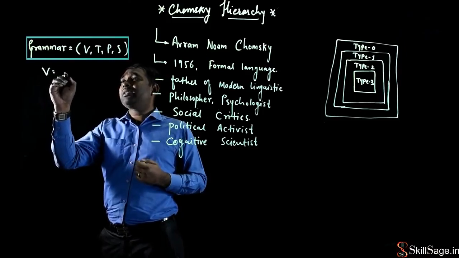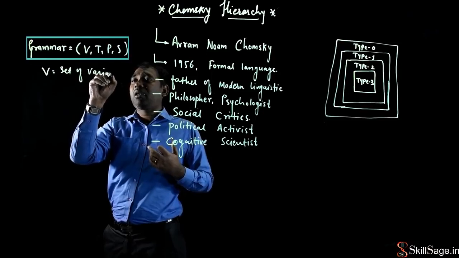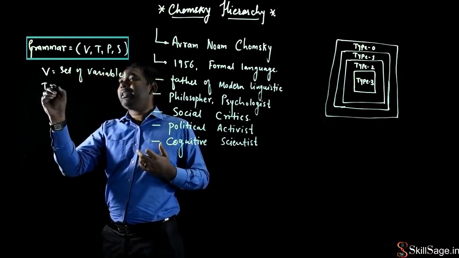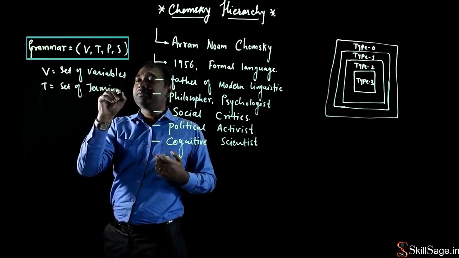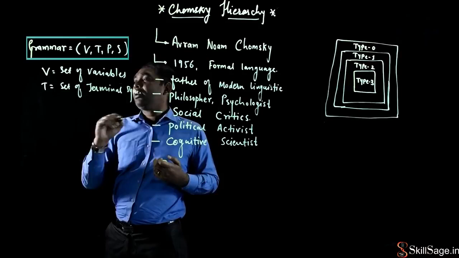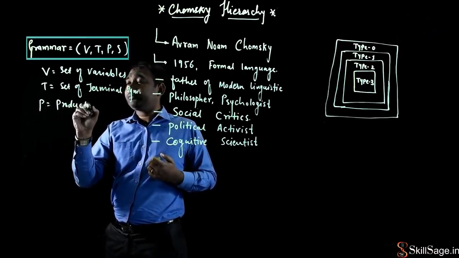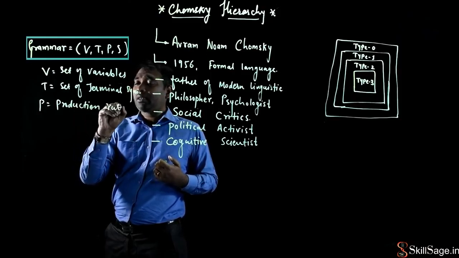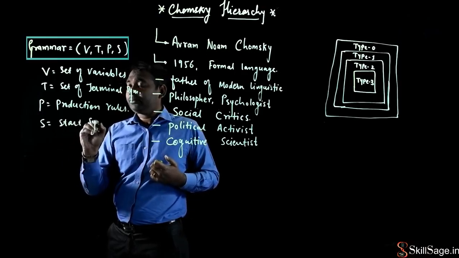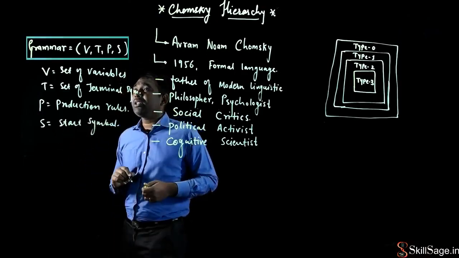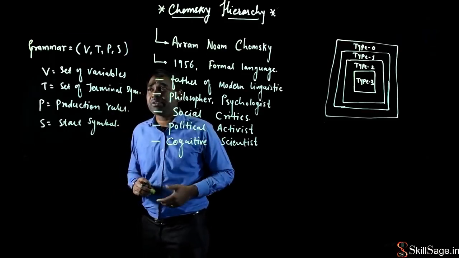What is V? V is a set of variables. T is a set of terminal symbols. P is my production rules. And S is my start symbol. So what are variables and terminal symbols in the language?